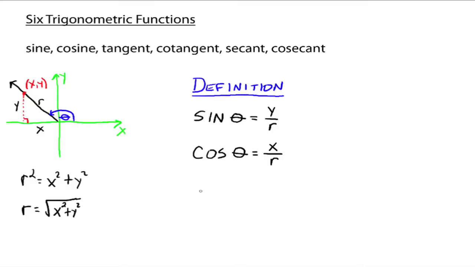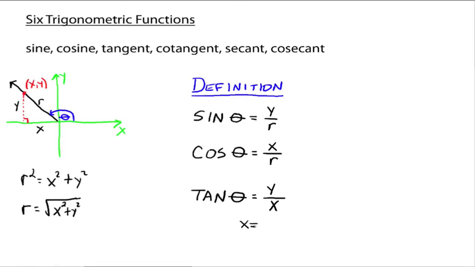Tangent would be next. The notation we're going to use for tangent is tan theta. And that's defined to be y over x. So whatever this value is divided by this value, provided x does not equal 0, because then it would be undefined.